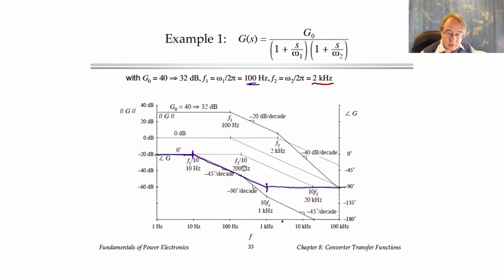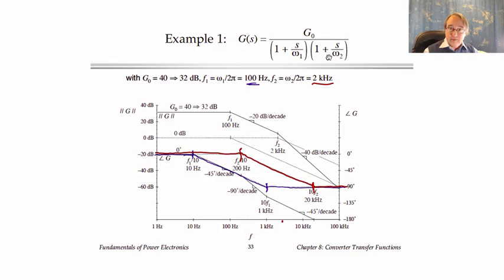1/10 of that is 200 Hertz. So we'll follow a 0 degree asymptote until we get to 200 Hertz. Then we'll go down at minus 45 degrees per decade until we get to 10 times 2 kilohertz, or 20 kilohertz. After that, we have a minus 90 degree flat asymptote.